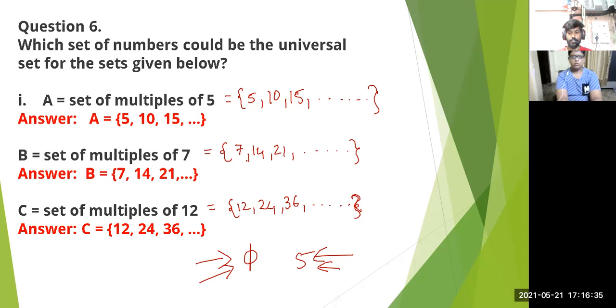I'll repeat the definition of universal set for you. Universal set is a main set and all other sets should be the subset of your universal set. Now, in this case, all other sets are given and they are asking you to tell which could be the probable universal set, main set. So A, B, and C should be inside your main set. So decide some main set for this.